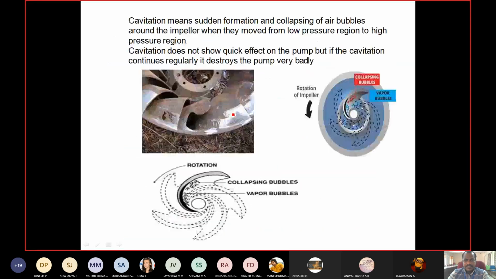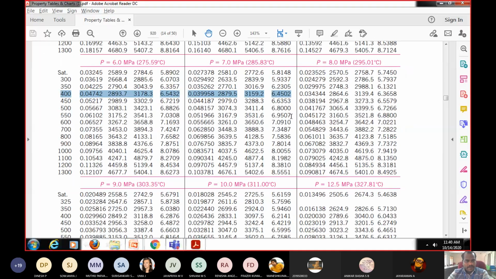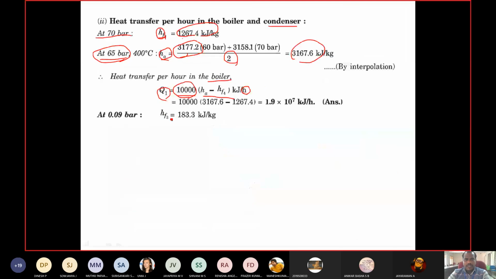So they gave the condenser exit pressure value, right? So from that, the condenser exit state is saturated liquid, right? So the Q value will be equal to the h value of this saturated liquid. So we can directly take that h value. Yes, h3 will be equal to Q of our condenser. So we can take the corresponding value at 0.09 bar. That will be approximately 183.3 kilojoule per kilogram. Yes, you can refer to that from the pressure table.